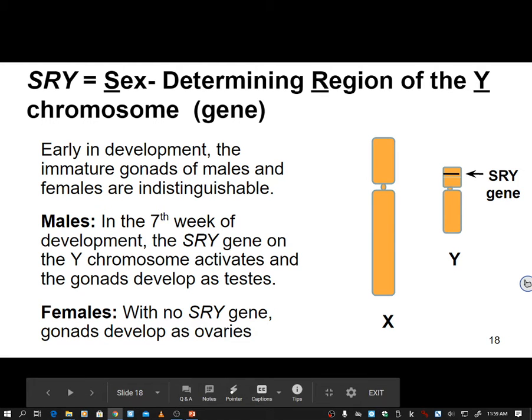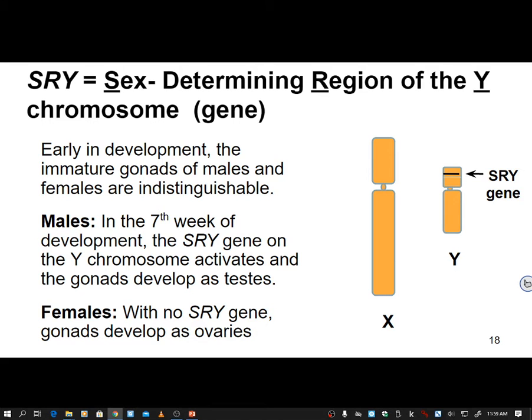All right, so there's the SRY, the sex-determining region of the Y chromosome gene. Early in development, the immature gonads of males and females are indistinguishable. That's why at a certain time in pregnancy, they might not be able to tell if your baby's a male or a female. In the 7th week of development, the SRY gene on the Y chromosome activates and the gonads develop as testes. So really, up until the 7th week of pregnancy, you're not sure, unless that happens a little bit quicker. It's not exactly the 7th week all the time, things develop differently. But females without this gene develop ovaries instead.